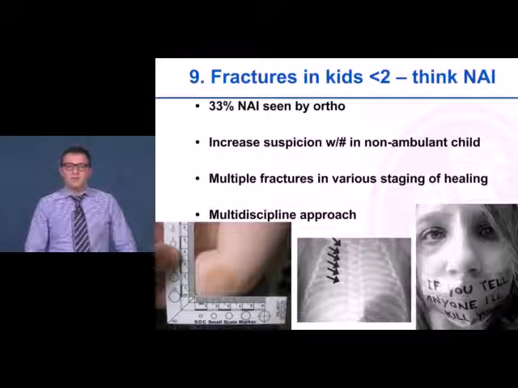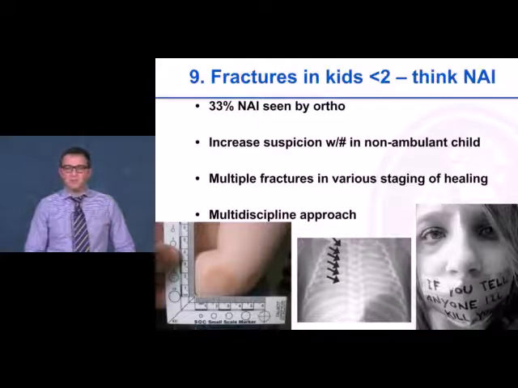Children under 2 should not have a fracture, and when they present with a fracture, you have to think about non-accidental trauma. 33% of all non-accidental trauma is seen first by an orthopedic pediatric surgeon. So you should have an increased suspicion, in particular when the story is unclear, changing, or doesn't really make sense with the mechanism of injury you're seeing. If you see multiple fractures in various stages of healing, that should also increase your suspicion.